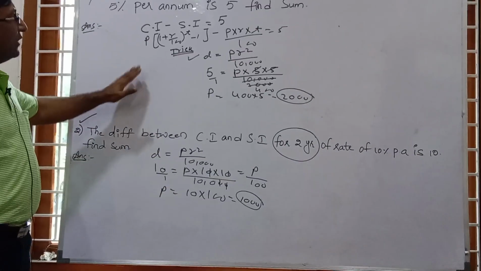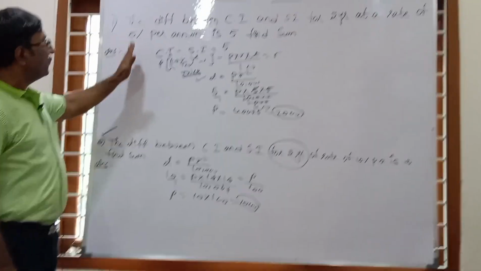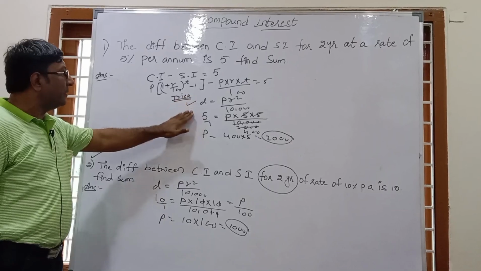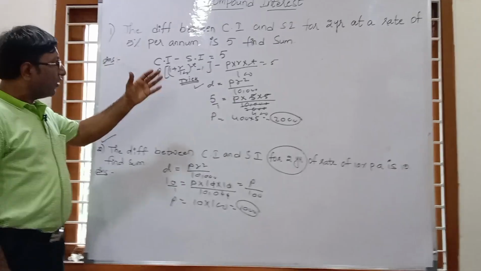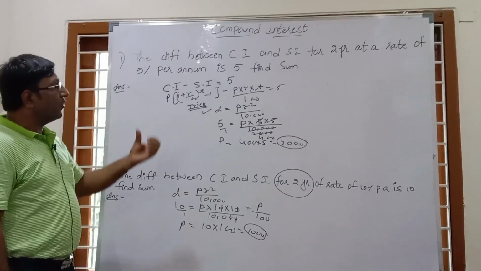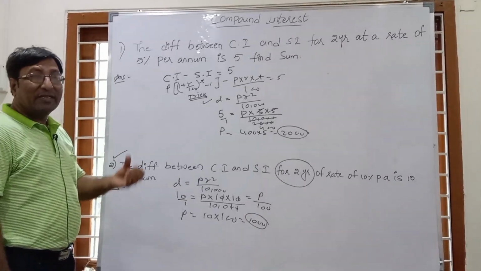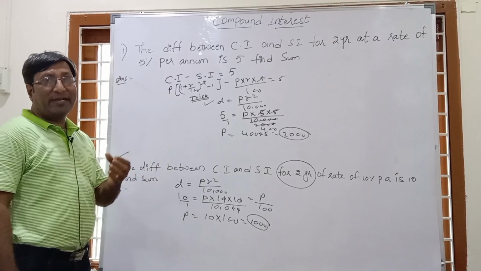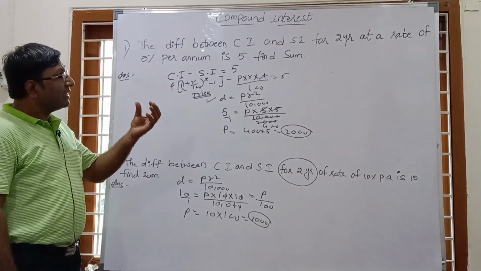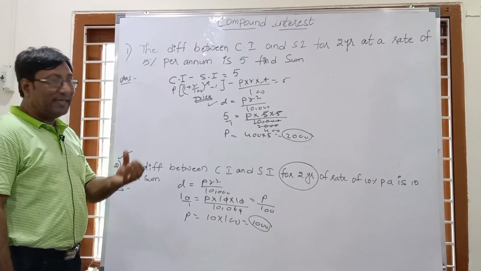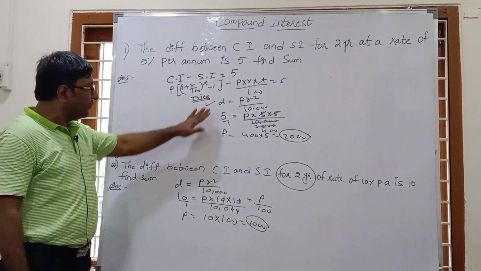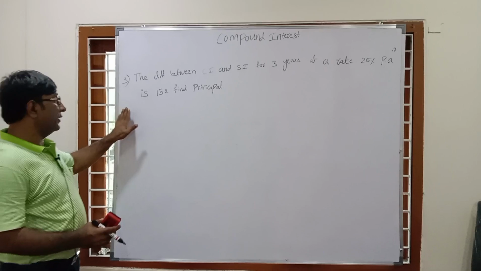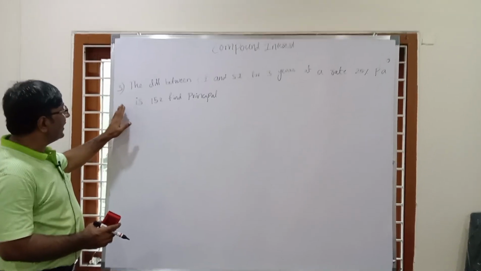In the same way, if any question comes for the difference between CI and SI and time is given as 2 years, then we will apply the same technique. After that, we will explain the next technique for when time is given as 3 years, because in interviews, placement exams and competitive exams, questions are asked with a time period of 2 years or 3 years. This technique is for only 2 years. Now question number three. This third question is very important.